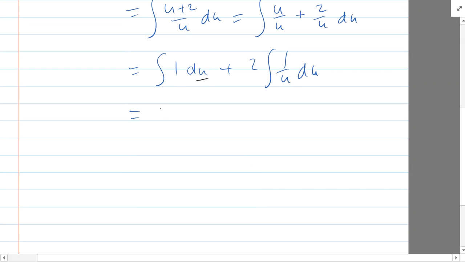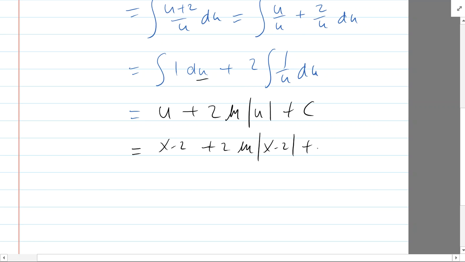Just a u, right? It's just u. Yes. Plus 2. What's 1 over u du? Or what's 1 over x dx? Yes. Natural log, absolute value, because we don't know, of u plus c. Well, what was my u? x minus 2 plus 2 natural log, absolute value of x minus 2 plus c.